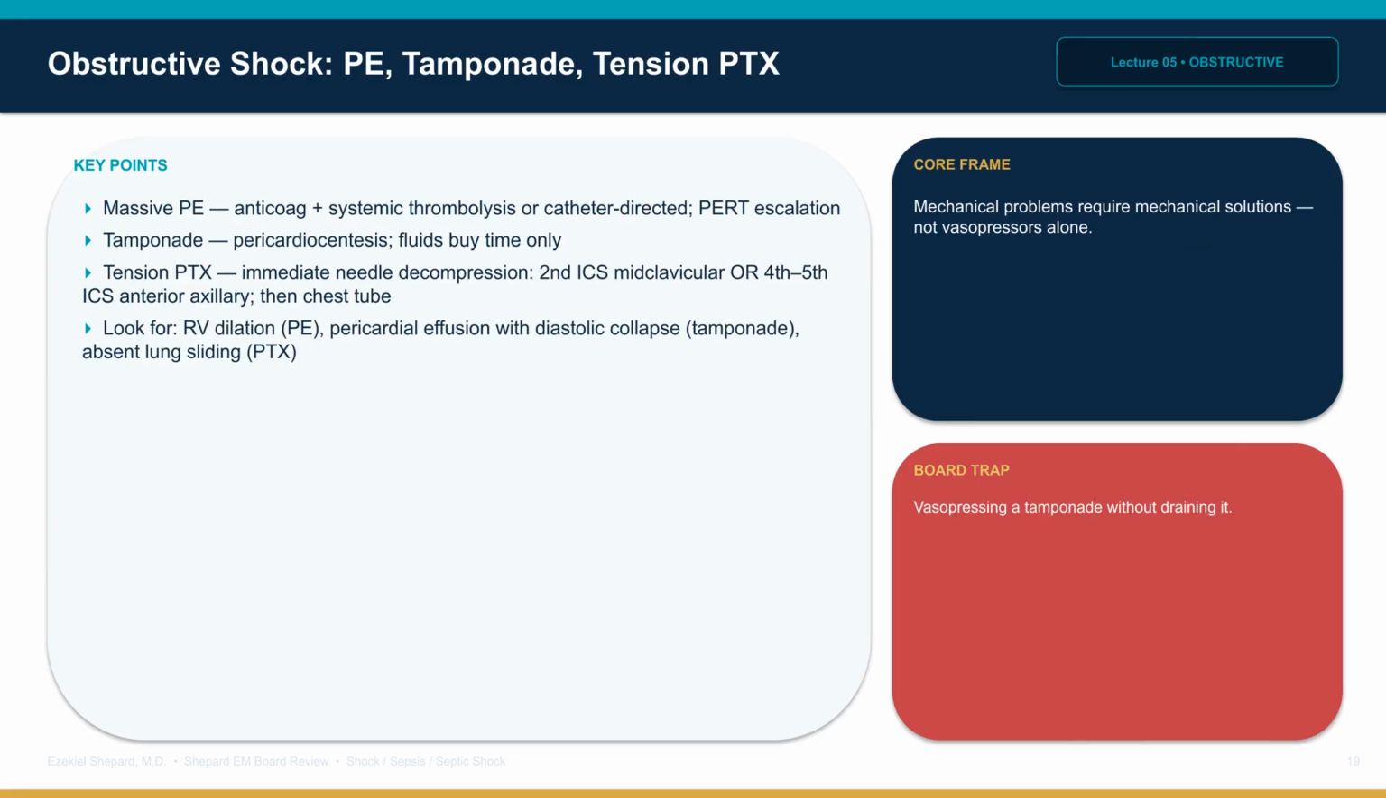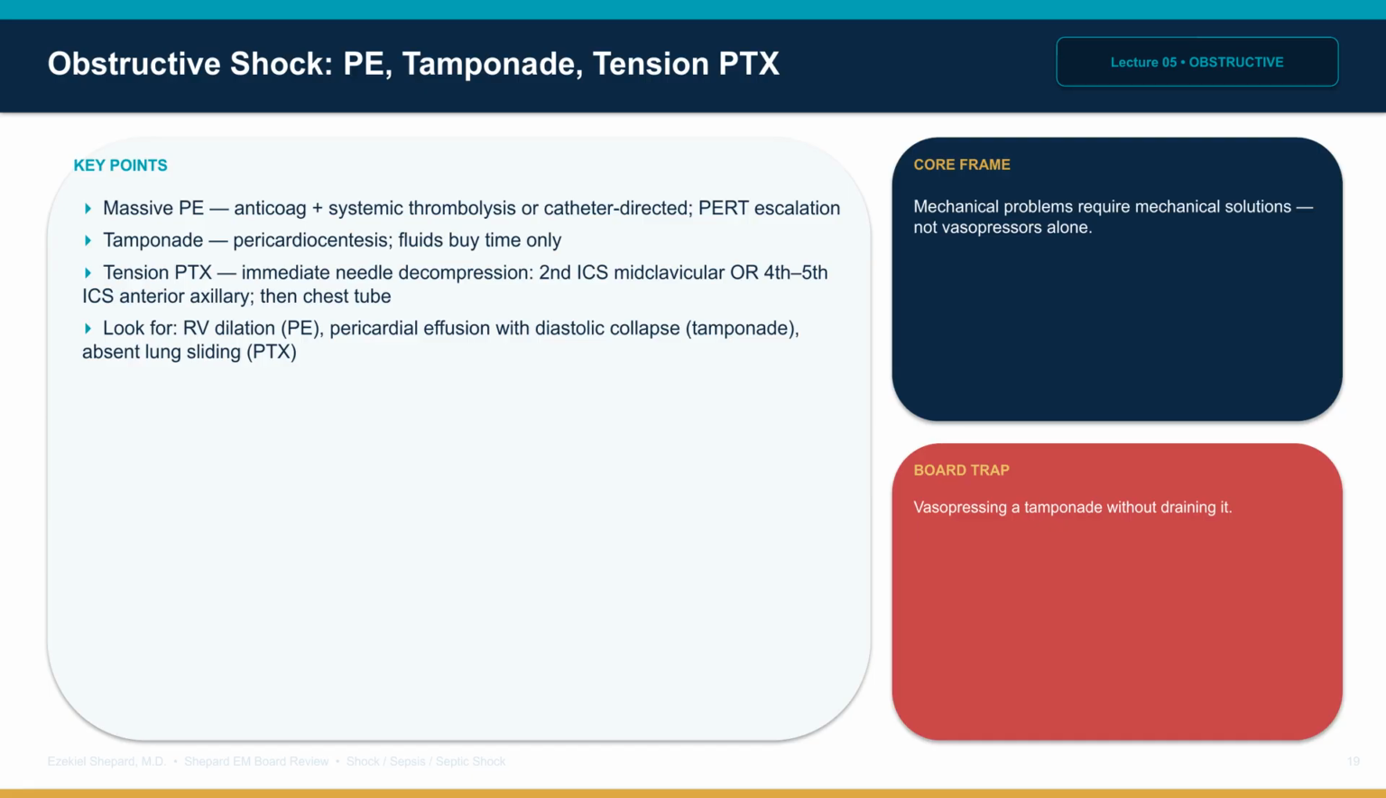Obstructive shock is mechanical interference with cardiac filling or output. 3 causes dominate. Massive pulmonary embolism presents with hypotension, dyspnea, right ventricular strain on echo, and hypoxia. Treatment is anticoagulation with systemic thrombolysis or catheter-directed therapy for hemodynamic instability, and pulmonary embolism response team escalation when available.